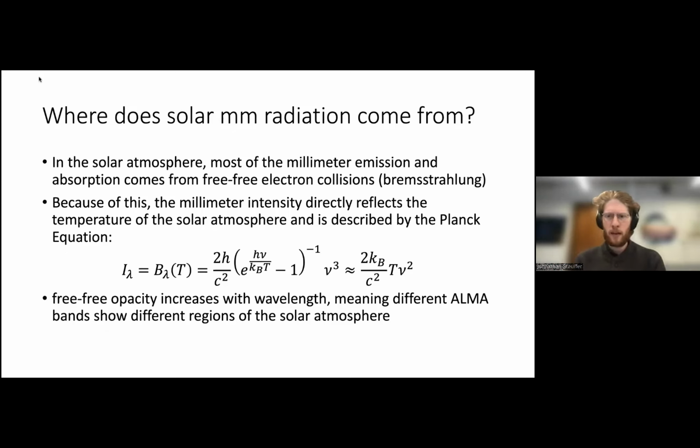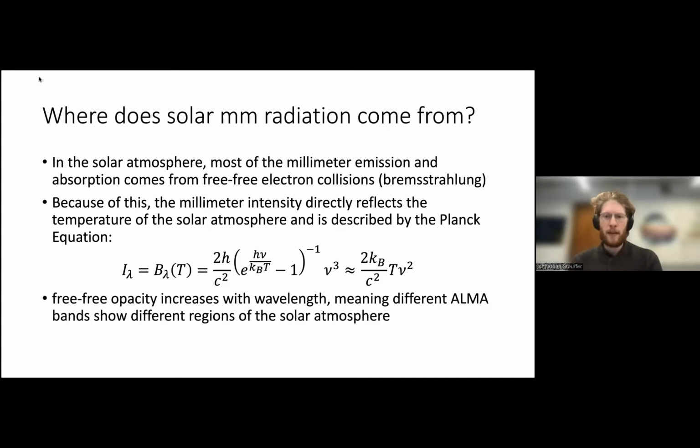Radiation in the millimeter and submillimeter range where ALMA observes can come from a few different physical processes in the solar atmosphere. But in most cases, for the sun, its formation is dominated by the interaction of free electrons with either ions or, to a lesser extent, neutral hydrogen. So it's Bremsstrahlung radiation. And because the radiation is being mediated by thermal particle interactions like this, the millimeter intensity is essentially directly tied to the kinetic temperature of the solar atmosphere via the Planck function.